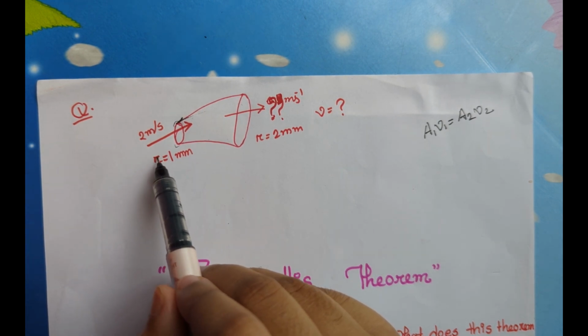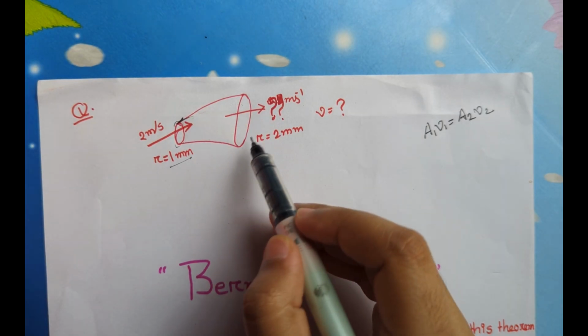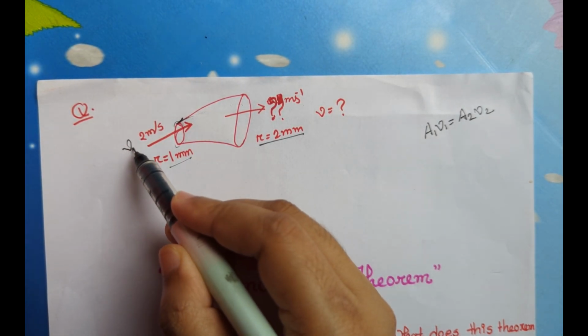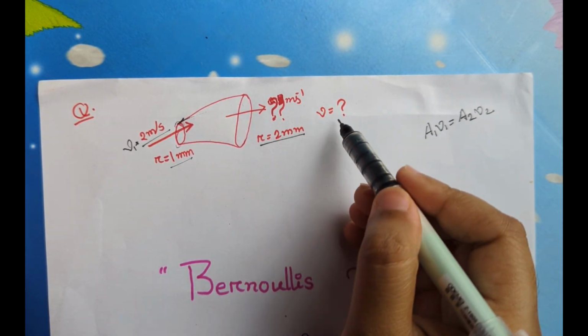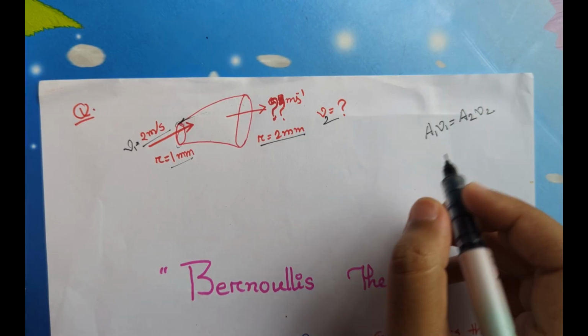Here it is said that the radius of this circular section is 1 millimeter, and for this cross-section the radius is 2 millimeters. Here the velocity v1 equals 2 meters per second, and we have to find the v2 of this cross-sectional area. So according to this equation we can solve the problem.